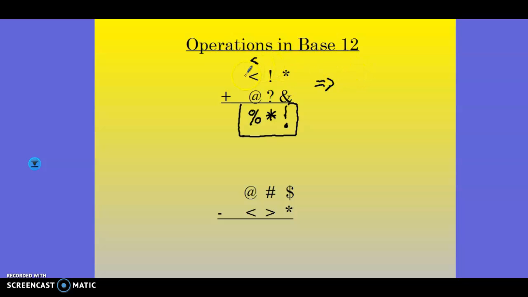So this would be in base 10, a 1 times 144, 5 12s, and a 3. So that is 144 plus 60 plus 3. That's 207.